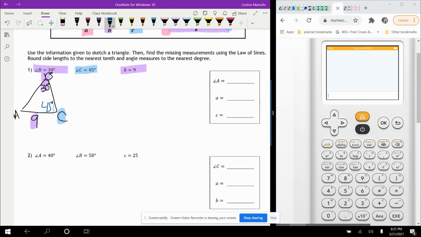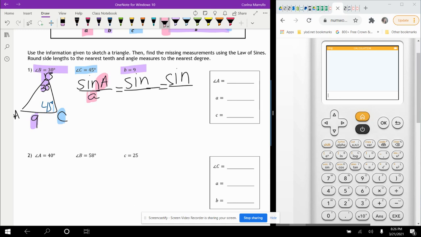I'm going to fill it in with 45, and then we are looking for the rest. So I'm going to write my sine. We start off by writing our sine 3 times, with an equal sign in each one. So we have sine of big A over little a. We don't know big A, so it's going to stay as big A, and we do not know little a, so it's going to stay as little a. That's what we're going to have to find.